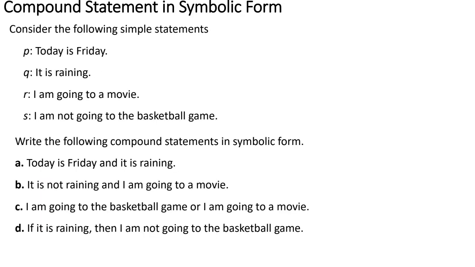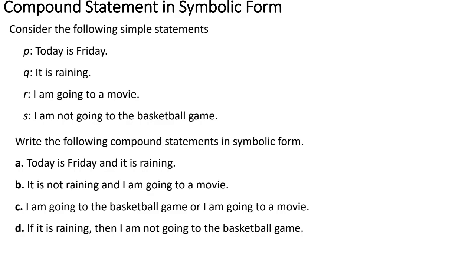Now, another type of exercise that we do in logic is representing sentences and statements with symbols. This makes it a little bit simpler when we do the truth tables. So when we do operations and we are trying to make a logical analysis of a sentence, it's a good idea to have a short way of writing these sentences. So notice we have a kind of labeling. P represents today is Friday. Q represents it is raining. R represents I am going to a movie. And S represents I am not going to the basketball game.